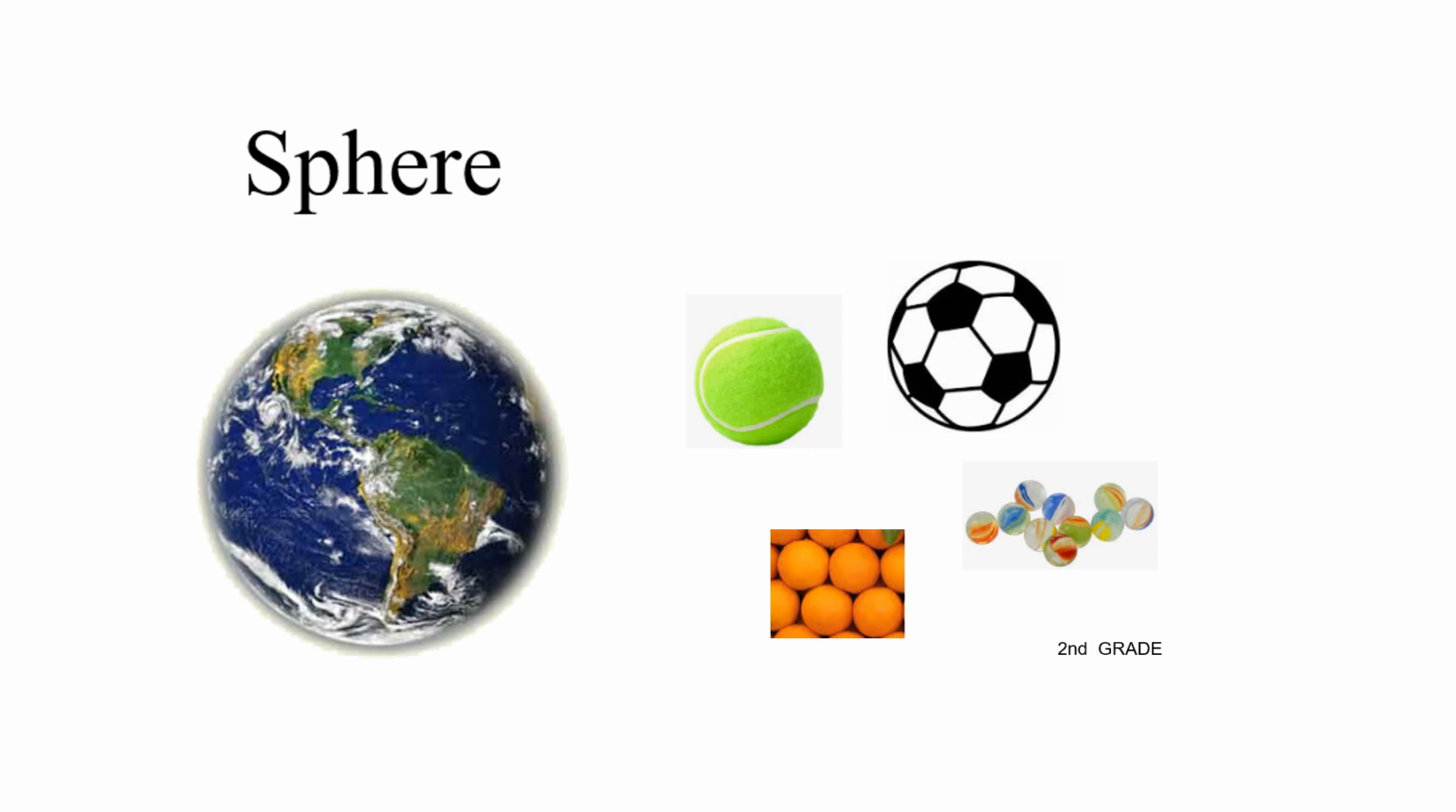A sphere is a special solid figure. A sphere has 0 faces, a sphere has 0 edges, and a sphere has 0 vertices. While you are at home today, see if you can find some examples of spheres. Some things that are spheres include a tennis ball, a soccer ball, oranges, and marbles. Spheres come in many different sizes.